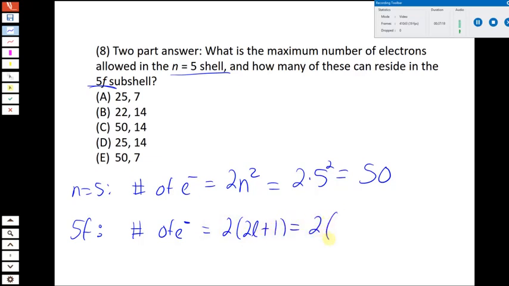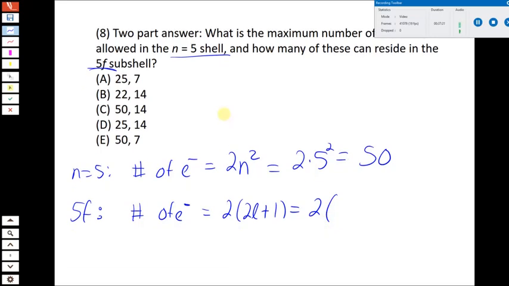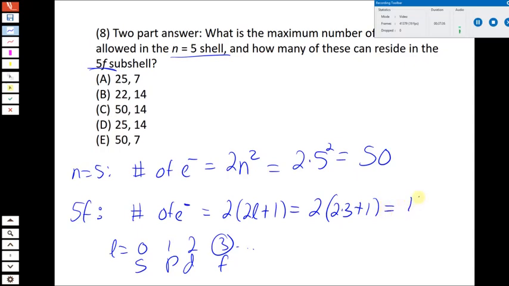And we have to figure out the value of L because we're given a letter, f. L is 0, 1, 2, 3, and so on, and that's going to be s, p, d, f. So we want to use L equals 3 for this one because it's an f subshell. All right, so there are 14 in the 5f subshell maximum. So the correct answer would be choice C, which is 50 electrons for n equals 5, 14 of those being in the 5f.